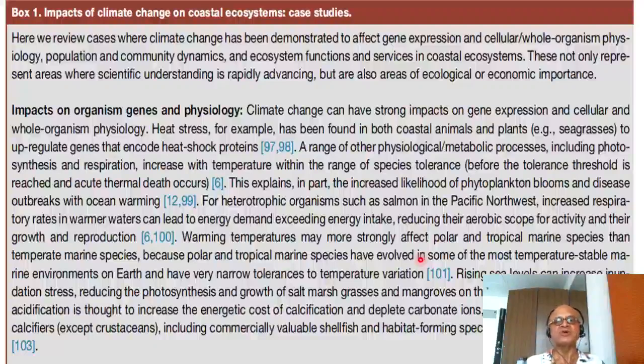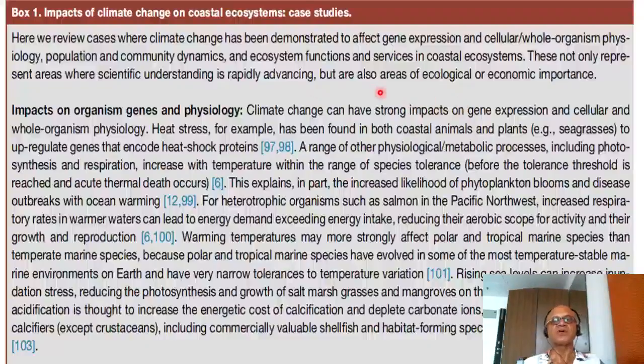Impacts of climate change on coastal ecosystems. Case studies are always important because all global warming is local and all impacts have regional and local specificities, so only case studies can tell you how many things are common, if there's a typology of a combination of climate change and human impacts that produce certain outcomes on ecosystems. So here we review cases where climate change has been demonstrated to affect gene expression and cellular or whole organism physiology, population and community dynamics, and ecosystem functions and services in coastal ecosystems. These not only represent areas where scientific understanding is rapidly advancing, but are also areas of ecological or economic importance.